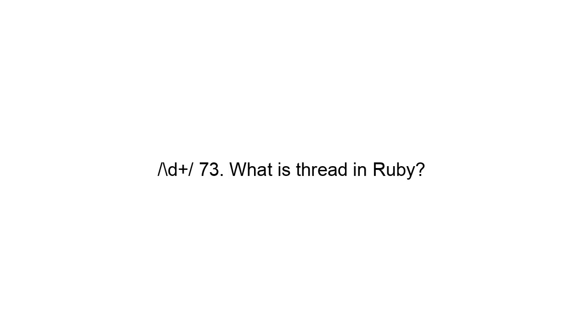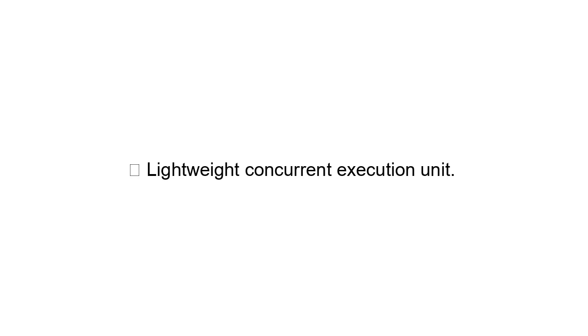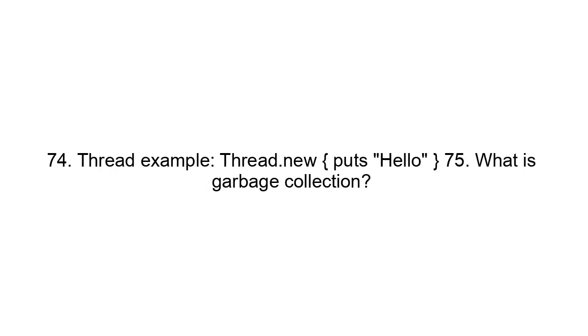73. What is thread in Ruby? Lightweight concurrent execution unit. 74. Thread example: Thread.new { puts "hello" }. 75. What is garbage collection? Automatic memory cleanup. 76. What is gem in Ruby?